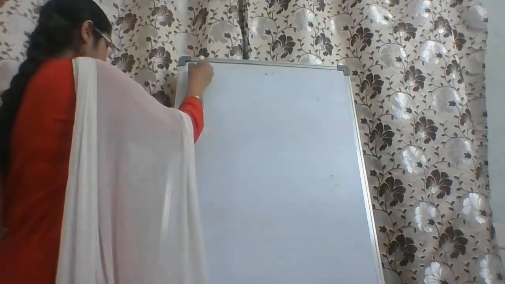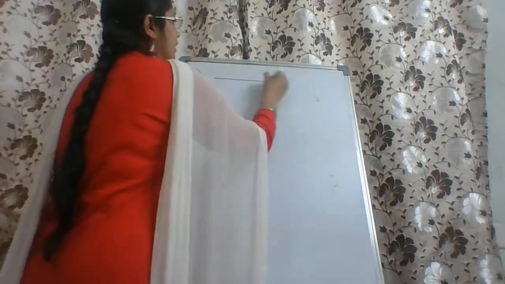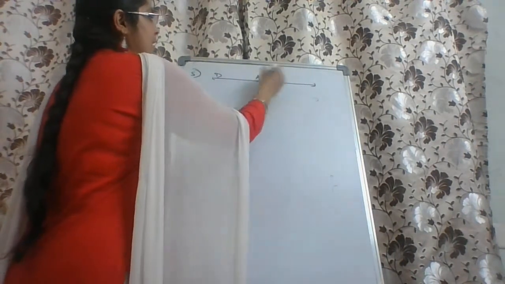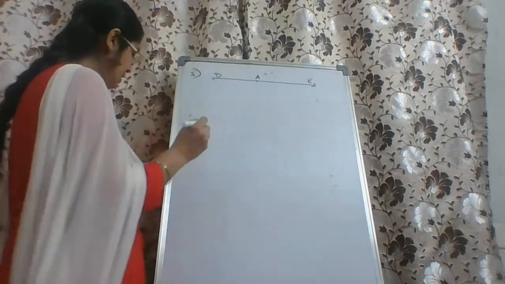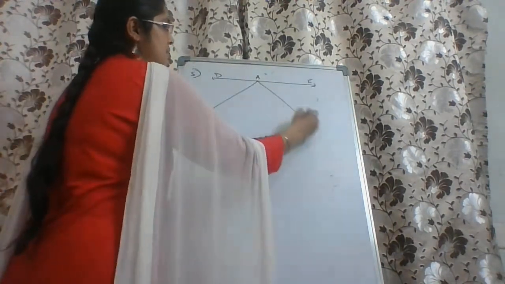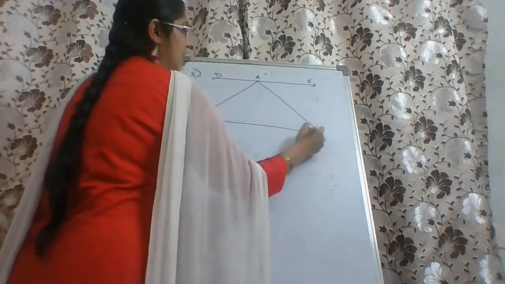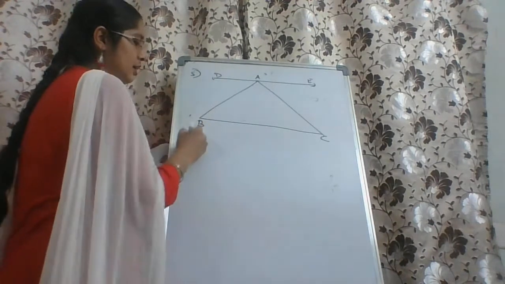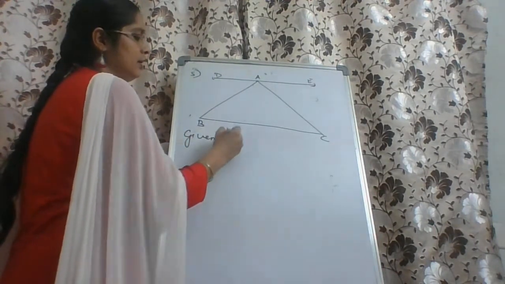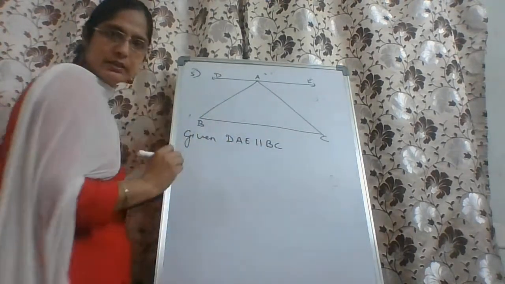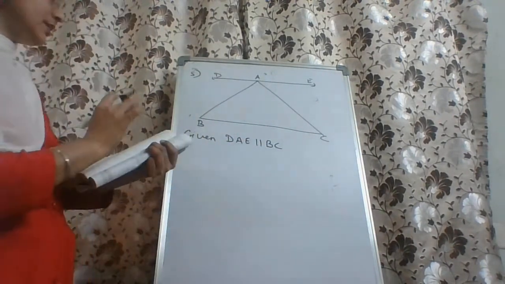We are given a line DAE. Here, this is B, this is C. We are given that DAE is parallel to BC. First condition given is this.